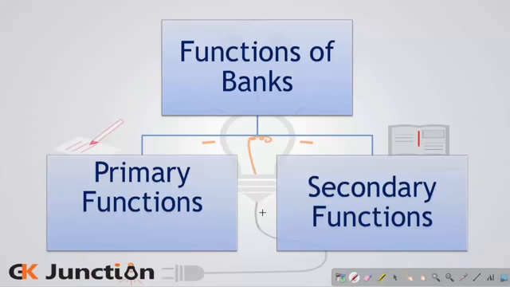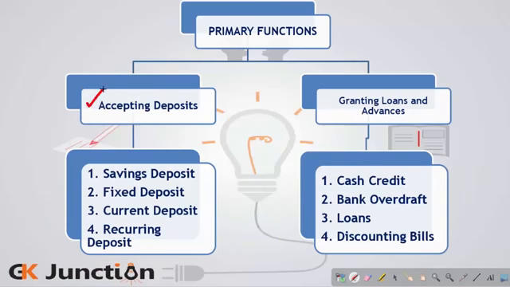So now that we understand how banks make money, let us take a look at the primary and secondary functions of banks. Primary functions, the broad heads, are accepting deposits and granting loans and advances. These are the different accounts which we'll be talking about in detail in subsequent slides. And then there are cash credit, bank overdraft, loans, bill discounting, etc. So these are various instruments or functions that the banks are performing.